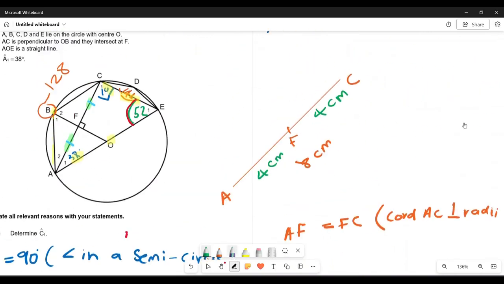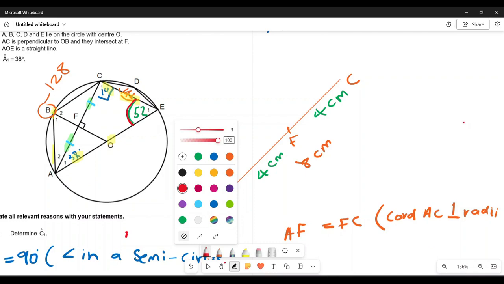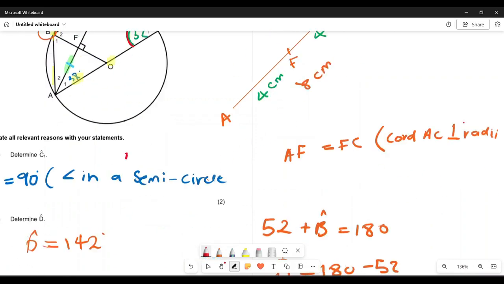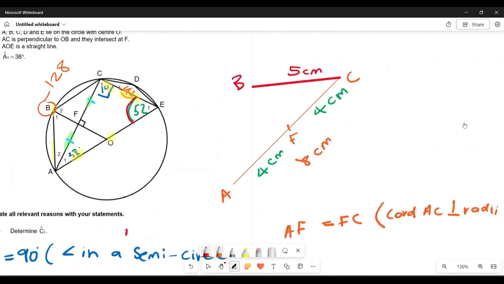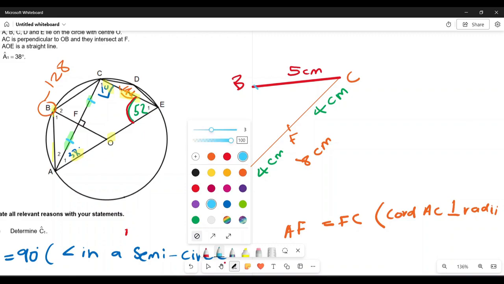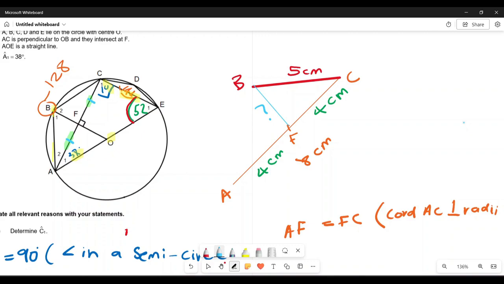Now, let me try and draw my BC. If I start here, this is my B, and BC is given as 5 centimeters. Let me confirm. Yes. Now we need to determine the length of BF, so this length right over here. So let me draw my line BF. We need to find this length, BF. Now, remember, this angle here is 90. As a result, this angle here will also be 90. Why? Because the sum of angles on a straight line should be equal to 180.